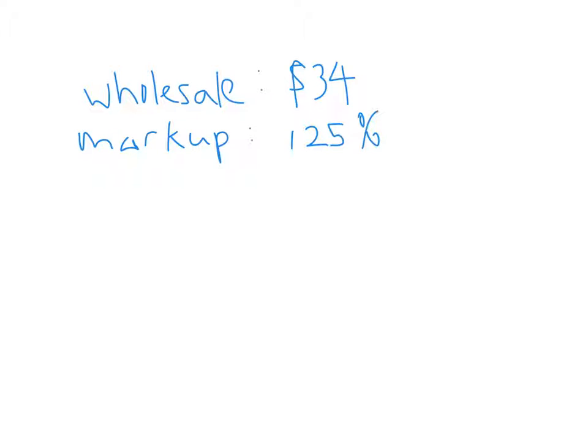In this example, the wholesale price of something is $34 and the percent markup is 125%. The way I'm going to teach you to do this is to solve for the amount of markup and then add it to the original price. The 125 goes over the 100 because it's got that percent sign. The wholesale price is $34, because that's our starting price. That's the 100% of the price.